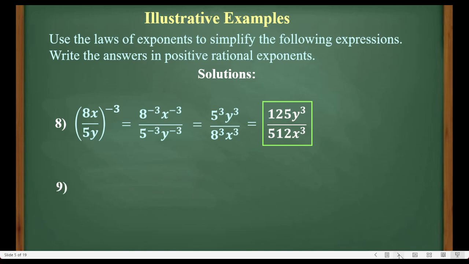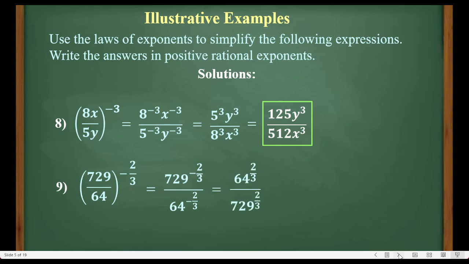Next, number 9. How about this one? 729 over 64 raised to negative 2/3. This will give us 729 to the negative 2/3 over 64 to the negative 2/3. And this will simply become 64 to the 2/3 over 729 to the 2/3.